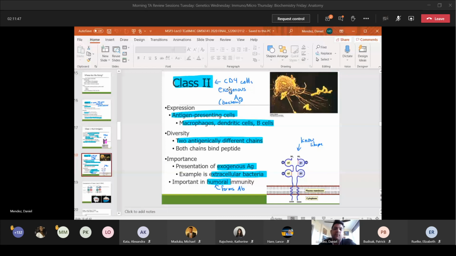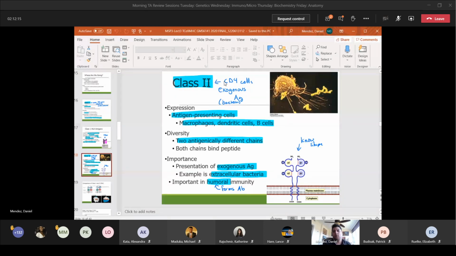CD4 cells are going to initiate the formation of the antibodies. So you remember before how we said that in order to do class switching, so to go from IgM to a different type of immune globulin, we need a T cell. This is the T cell we need. We need a CD4 T cell. That's what we need to be able to do class switching to give us IgG, IgA, IgE. Does that make sense to everyone?